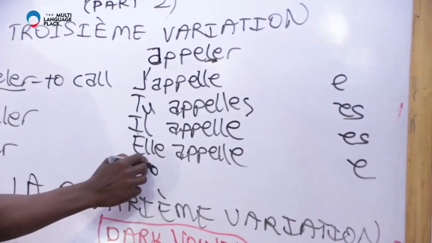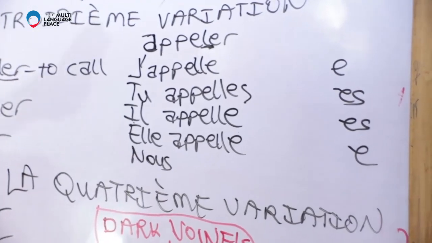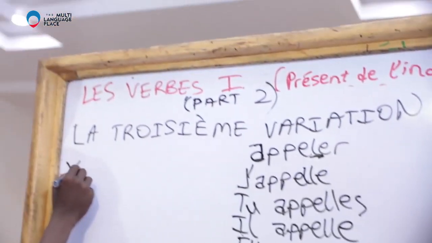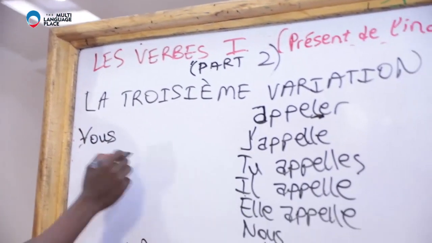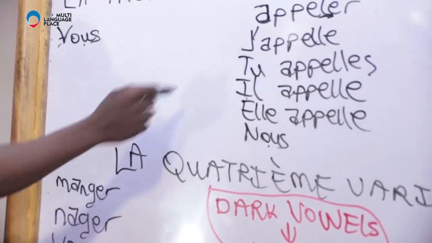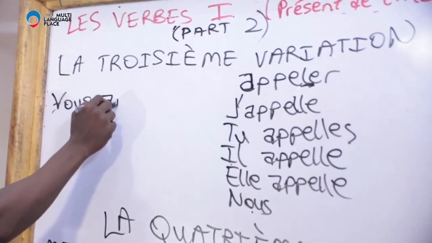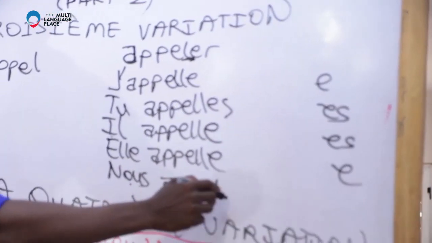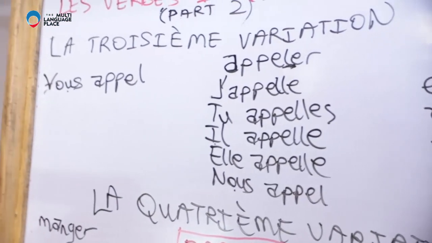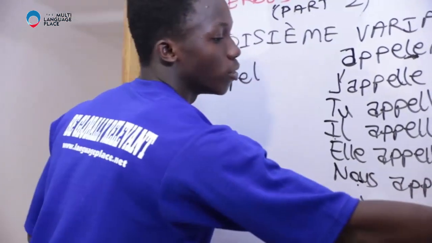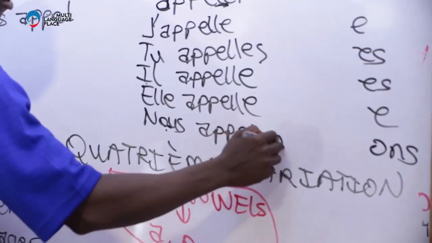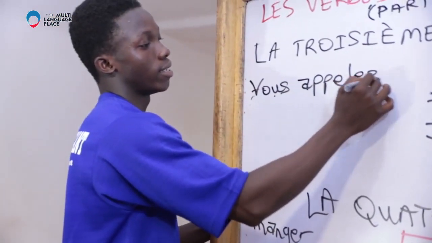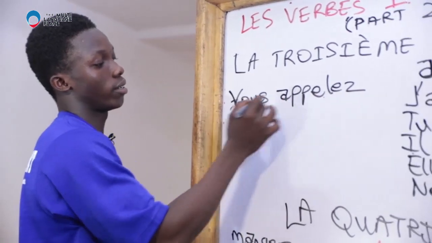Now, for nous and vous, the consonant is not doubled. It stays as one L and one L. That is why it is called a variation. So for nous, you add ONS, which is nous appelons. For vous, you add EZ, which is vous appelez.